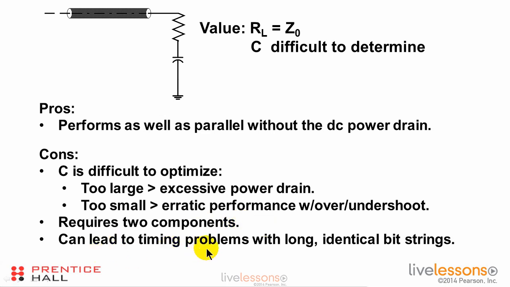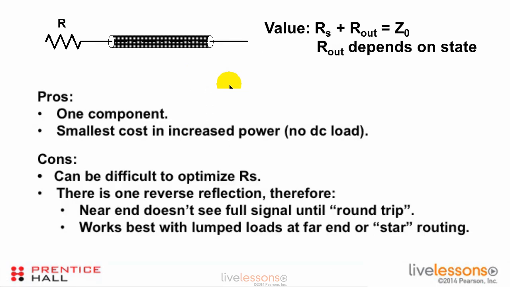And it can lead to some significant timing problems if we have long identical bit strings. This really works well for a clock pulse where you have a 50% duty cycle. But if you have, say, a 100% duty cycle for a little while, then this capacitor can charge up, and that can result in some unfortunate side effects.